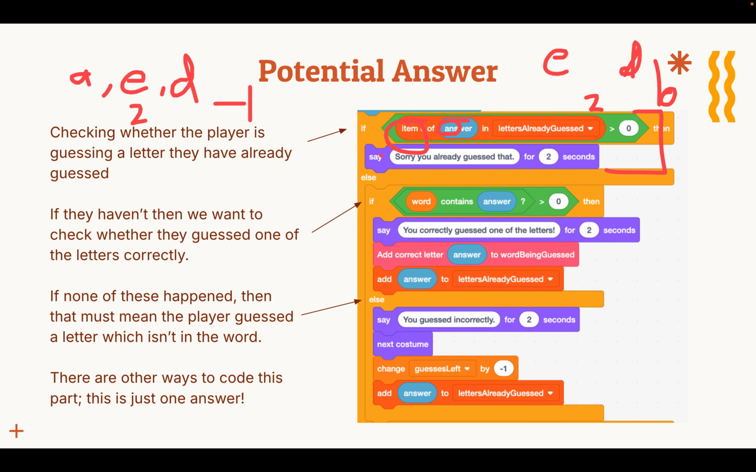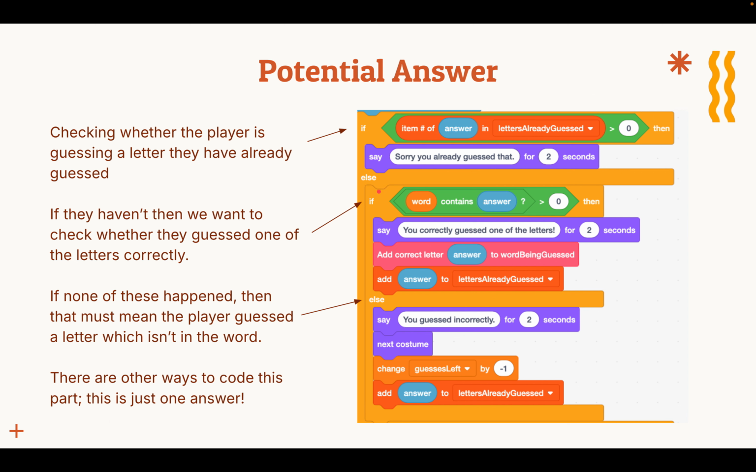Now let's look at the rest of the scenarios. There is an else statement over here, and we can put another if statement inside the else statement. So this is to check multiple possibilities, right? So the next possibility we check is if the word contains answer. So basically this is just checking if the word actually has the letter the player guessed. And if it does, then we want to say that they correctly guessed the letter. We want to add the correct letter answer to word being guessed. Remember that this is a custom block we created together a few lessons ago. And then we want to add the answer to letters already guessed, since they just guessed the letter, right? We don't want them to guess it again.